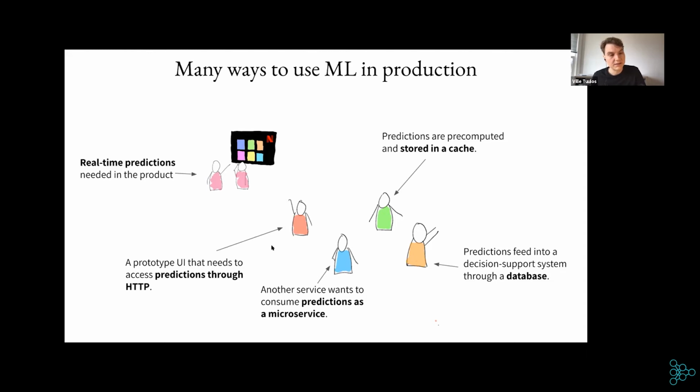But then in other cases, we wanted machine learning models that helped other services to do something smart, so we deployed these models as microservices. Or we had a prototype UI that needed to access these predictions through a simple HTTP RESTful API. Or, in the extreme cases, like the recommendations at Netflix, we really need real-time predictions that are highly scalable, highly available, all that stuff. And that's a big question of its own.